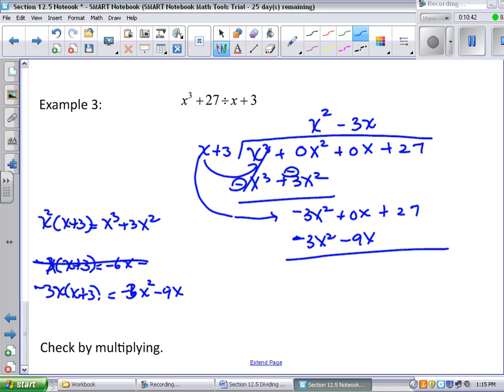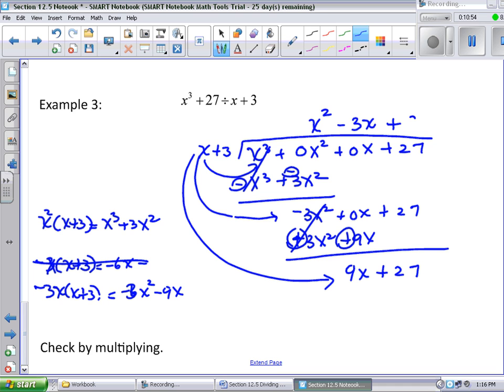So when I change the signs, this will turn out to be positive, this will turn out to be positive, and these will drop out, and I'll have 9x plus 27. So x times what gives me 9x? That would be 9. And then 9 times x plus 3 gives me 9x plus 27. When I change the signs, this one will have a 0 remainder.